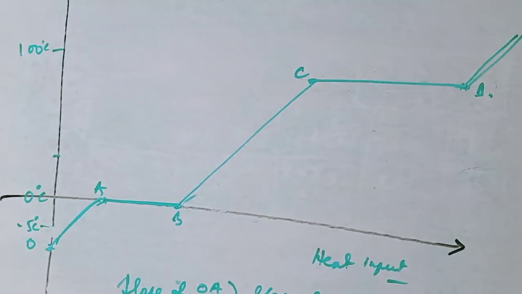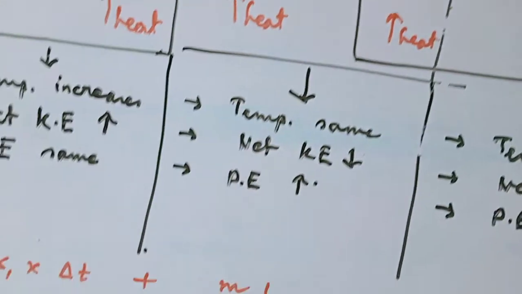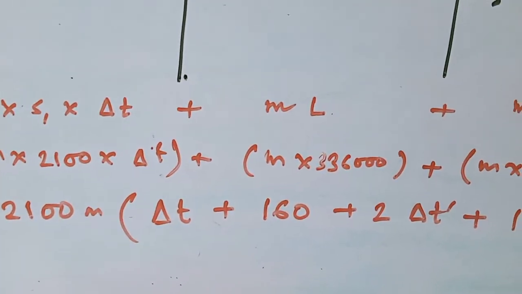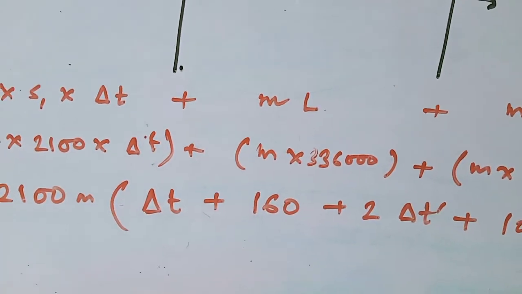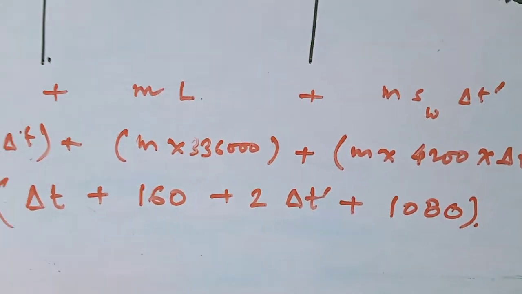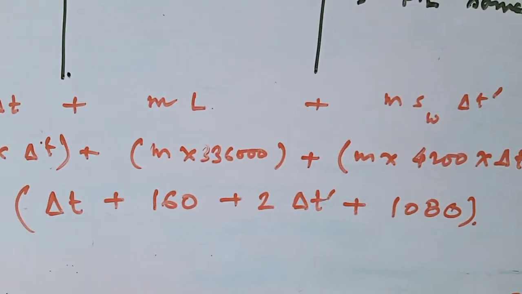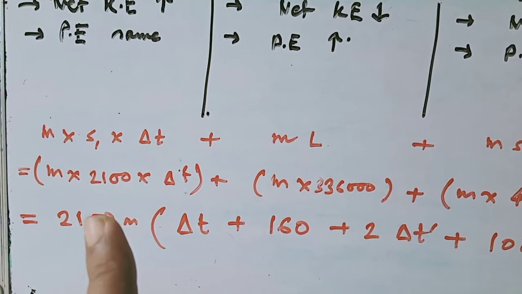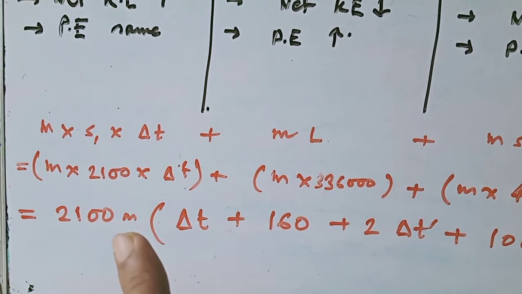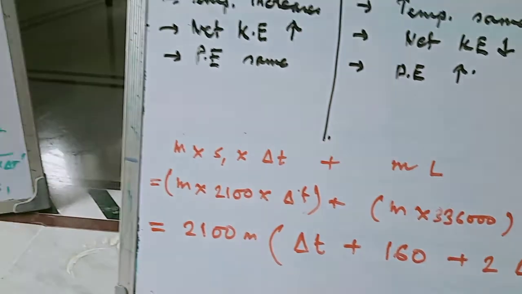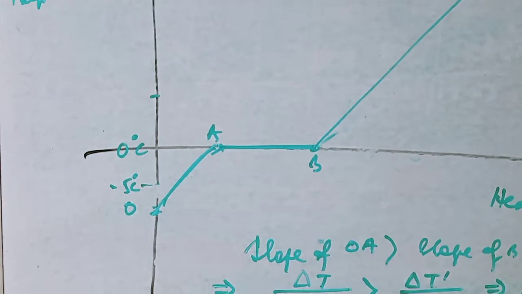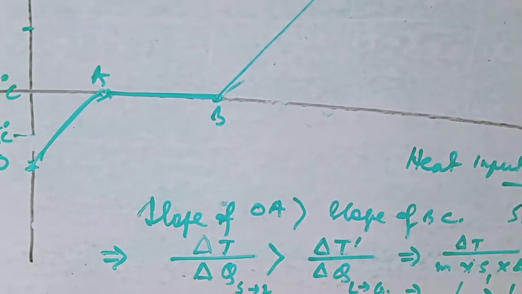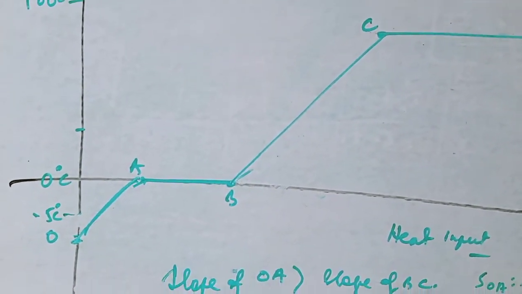Now if we compare the specific heat capacity of water and ice, the specific heat capacity of ice is 2100 and the specific heat capacity of water is 4200. That means the specific heat capacity of water is twice the specific heat capacity of ice. See here I am calculating it. The slope of OA is greater than the slope of BC in the graph.